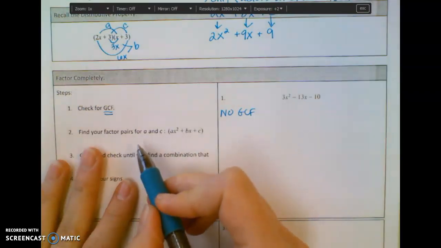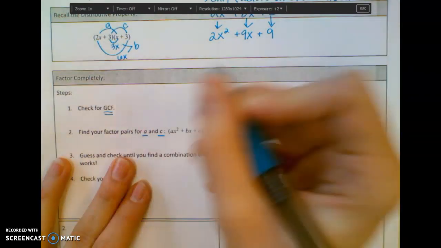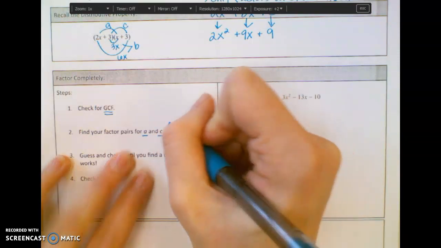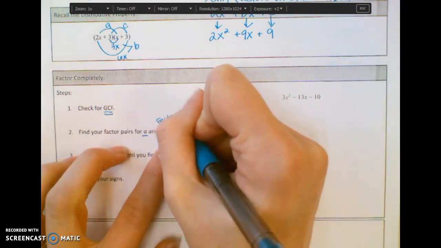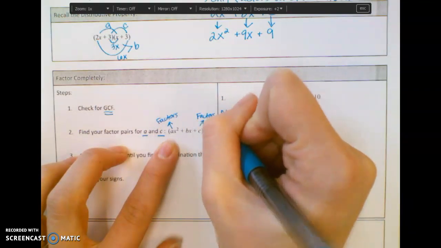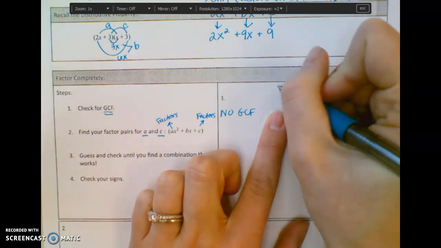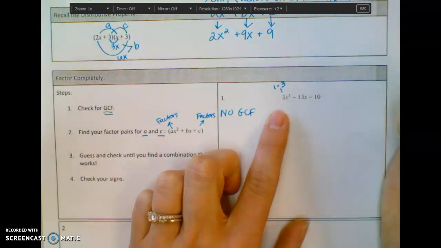The second thing that we do is find the factor pairs for A and for C, and we'll write them out above it. So for A, we'll write the factors here. For C, we'll write the factors. So let's do that for this problem. What are the factors of 3? The only factors of 3 are 1 and 3 because it is prime.